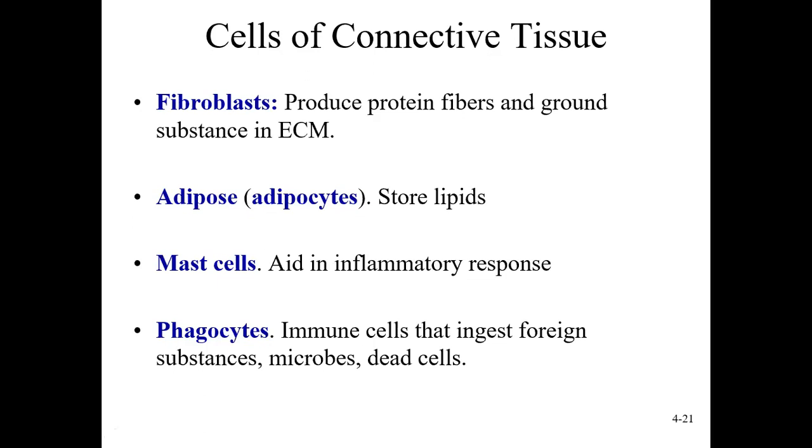But a phagocyte is a type of cell that has the ability to engulf or eat or to take in some kind of foreign substance. Maybe it's a microorganism, maybe it's just a dead or broken down cell or cell debris, but it's part of your immune system. And these are also found in connective tissue. Phagocytes and mast cells are both found in the blood vessels, in the blood.